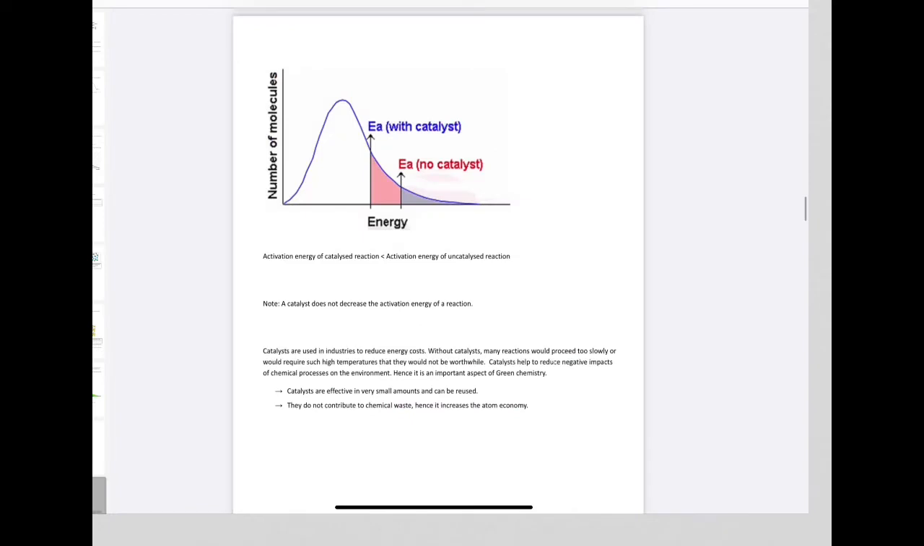Now, if we show this on a Boltzmann distribution curve, we can see that the activation energy with catalyst is lower than when there is no catalyst. So this can be shown on a Maxwell-Boltzmann distribution curve here. So you could show this as EA1 without catalyst and EA2 with the catalyst. So EA2 is lower than EA1.